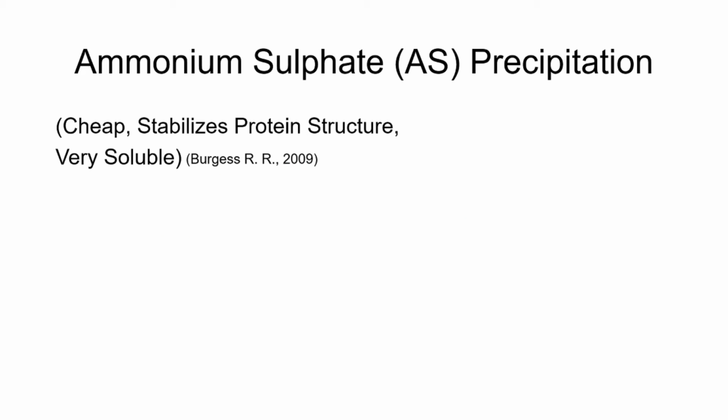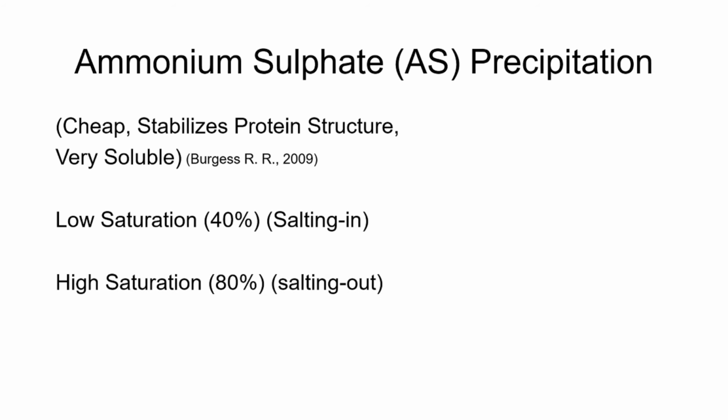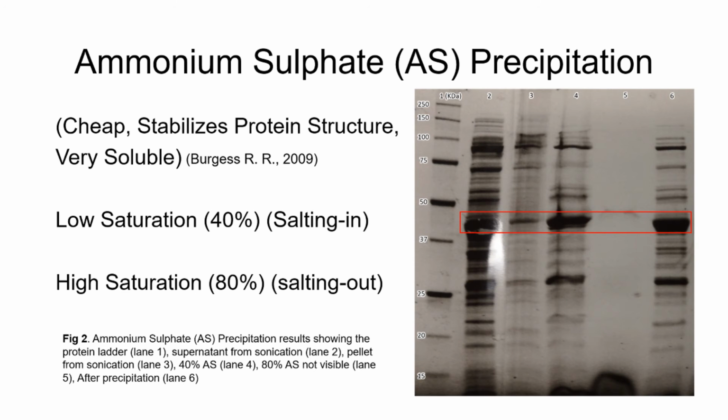Despite ammonium sulfate precipitation being an older technique, the primary reason for using it is because it has been shown to work pretty well with PGK. Other reasons are that AS is very cheap, very soluble, and stabilizes protein structure quite well. This AS precipitation was carried out in two stages. The salting in stage saw the sample become saturated with 40% AS. The insoluble content was then centrifuged out. And the salting out stage bumped the AS saturation to 80%, resulting in the precipitation of proteins, including that of PGK.